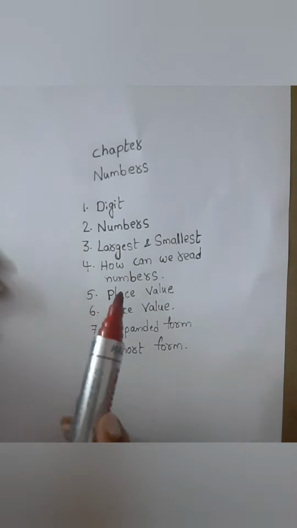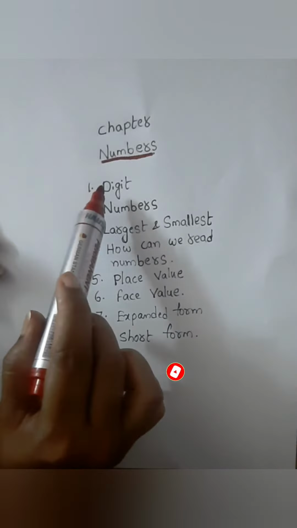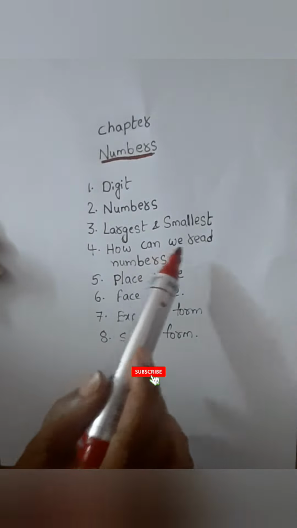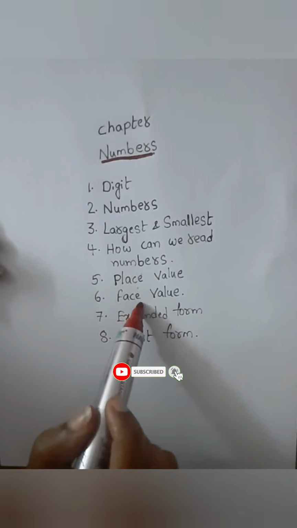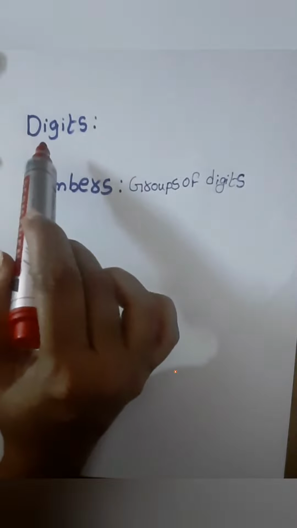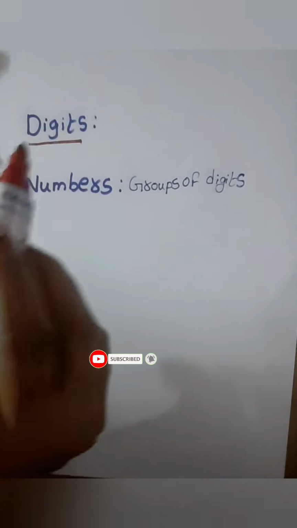Today we are going to learn about the chapter Numbers. Our topics are digits, what are numbers, largest and smallest numbers, how can we read numbers, place values, face values, expanded form, and short form. We are going to discuss the first topic, digits. What are digits?